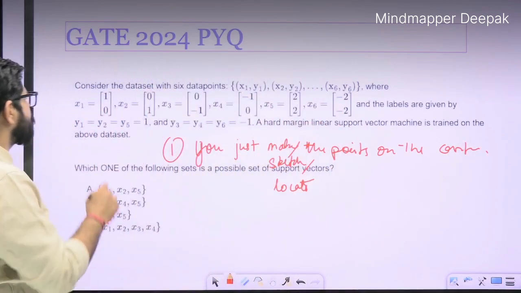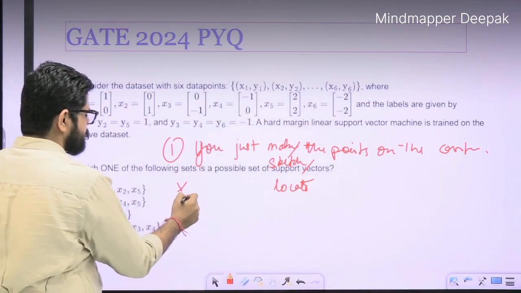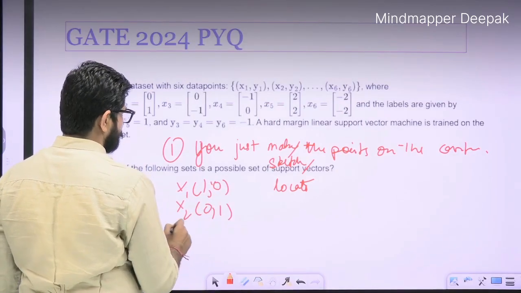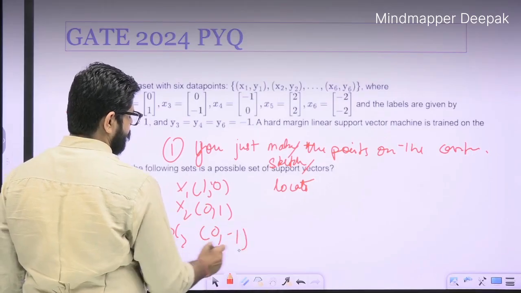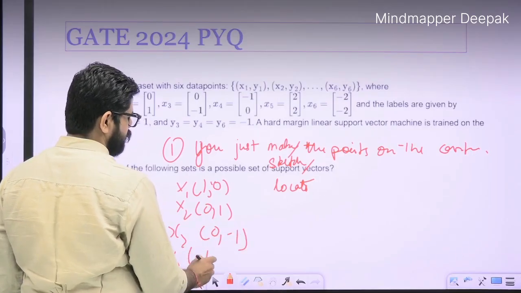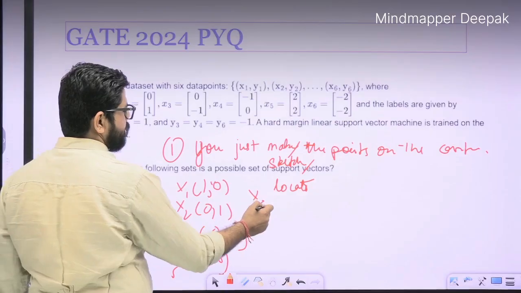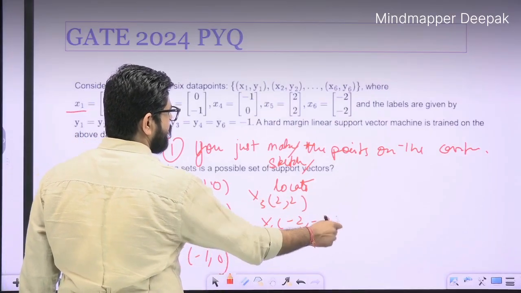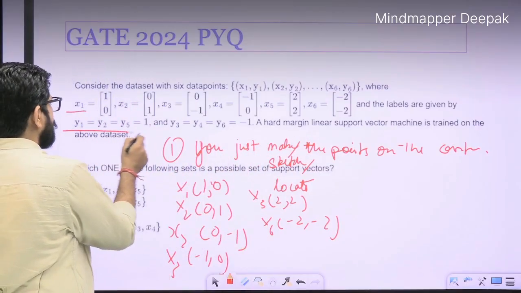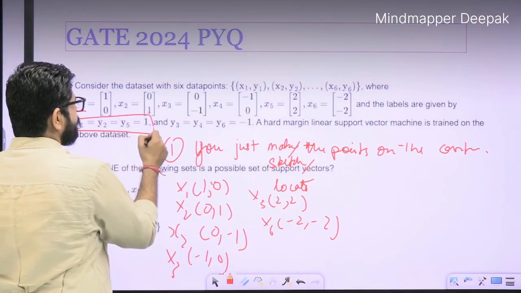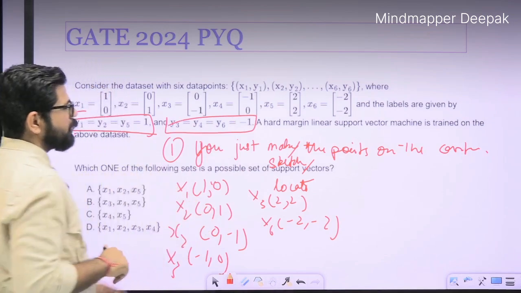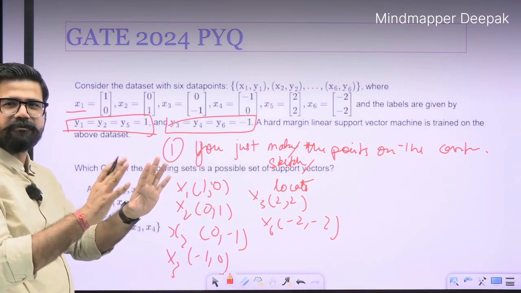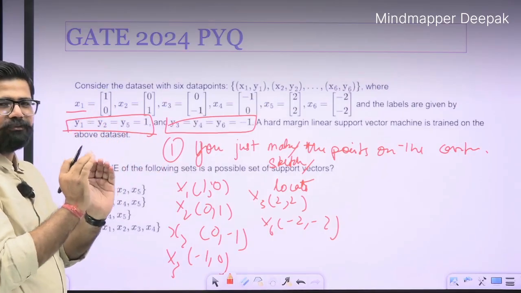There are certain points: x1 is (1, 0), x2 is (0, 1), x3 is (0, -1), x4 is (-1, 0), x5 is (2, 2), x6 is (-2, -2), and the labels y1, y2, y5 are 1, and y3, y4, y6 are -1. Now the hard margins and all these things are not that important. Focus on the basic data which is helpful for solving the question.